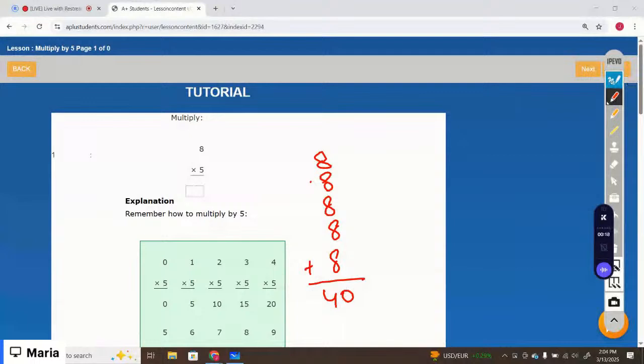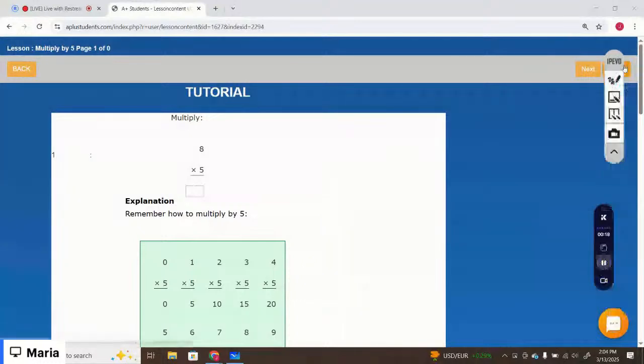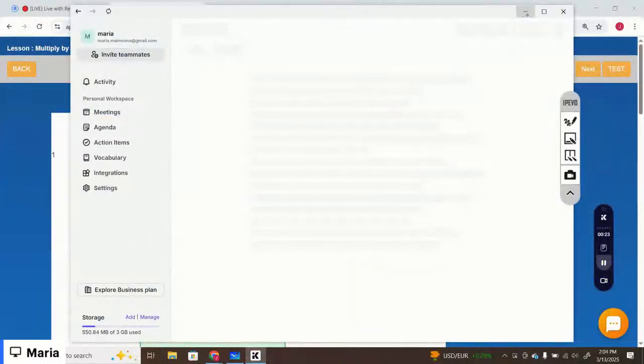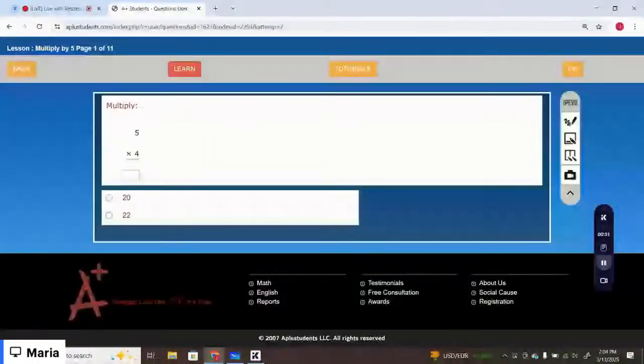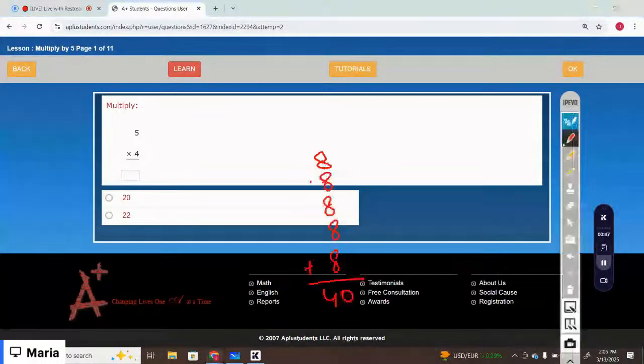Let's start with the test questions, but for the smaller numbers. 5 times 4 is the correct option.